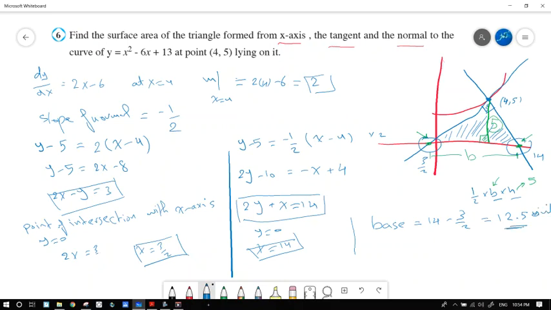So this is the length of the base, and the length of the height is 5. So the area of the triangle will be half times base times height, which is equal to half times 12.5 times 5, which is equal to 5 times 12.5 over 2, equals 62.5 divided by 2. It will be 31.25 square units.